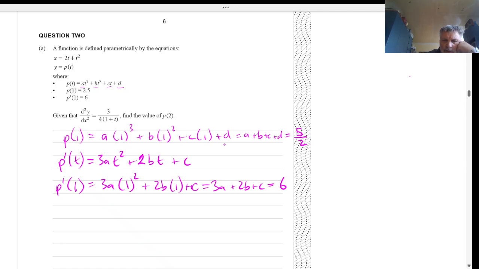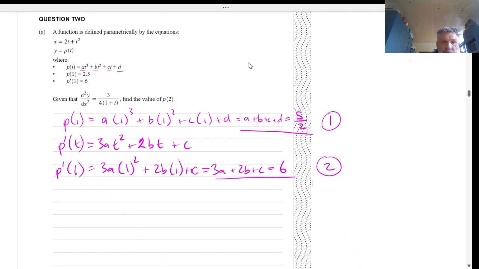So far we've got 2 equations in 4 unknowns. That's not enough to work out what the unknowns are, but they are going to be useful in order to solve these simultaneously. I'm just going to label those equation 1 and equation 2, and we will come back to those later.